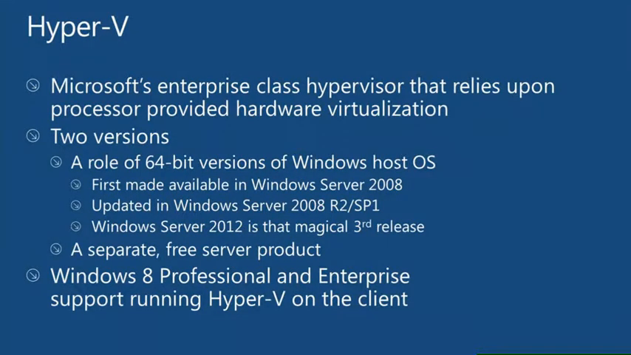Now, Hyper-V is available as a role for 64-bit versions of the appropriate Windows operating system. First was Windows Server 2008. Then they added updates in 2008 R2 and 2008 R2 SP1. And in Windows Server 2012, this is their big third release, right? And if you've been doing the Microsoft world of software for a while, you know they often get a lot of things right in that third release, right?